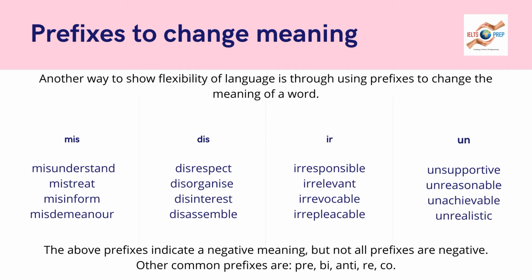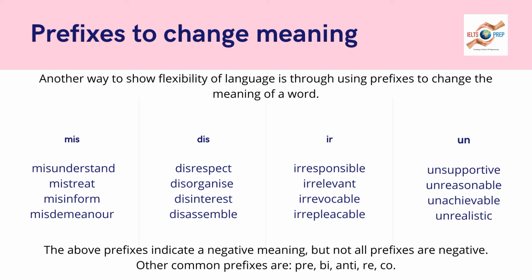This is another way to show flexibility by using prefixes. And again, these are just a selection. There are a lot of different prefixes, and the ones that we have listed here show a negative context. Miss, dis, ir, and un. They're all used in a negative meaning. So to misunderstand means that you don't understand correctly. To disrespect means that you don't respect the person. Irresponsible, you are not responsible. Unsupportive, again, you are not supportive. So these ones are used in a negative form.